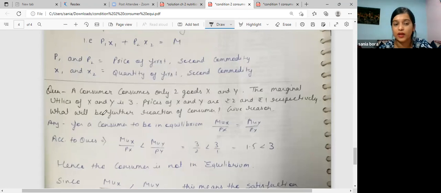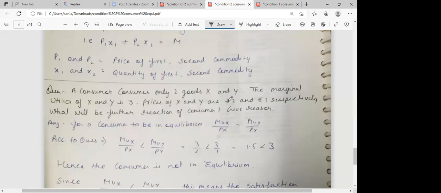Now see over here. The question is, a consumer consumes only two goods X and Y. So you have to understand that you have two cases. One is single commodity and the other one is two commodity. Right? So this one is for two commodity or single commodity? Two commodity. Yes. Zainab and Ritika.